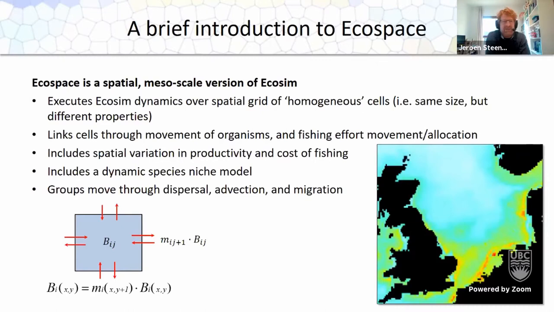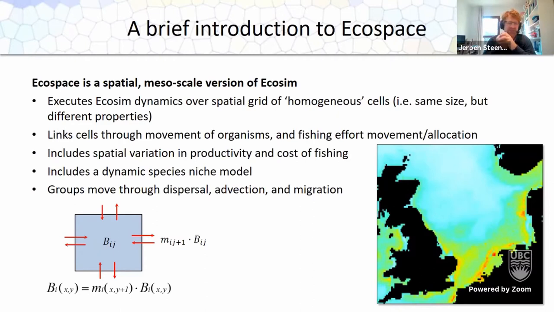So it's a spatial mesoscale version of Ecosim, where Ecosim is executed in a spatial grid of homogeneous cells that are assumed to have at least the same size, but different properties. Every cell can be different habitat, different MPAs, different conditions. Species can migrate. Species can move across the cell borders. The cells are linked through movement of organisms, and fishing effort also moves around. Ecospace, of course, logically includes a spatial variation in the primary productivity, and it also has something like the cost of fishing, to, for instance, make your fishing fleets stay closer to port and things like that.